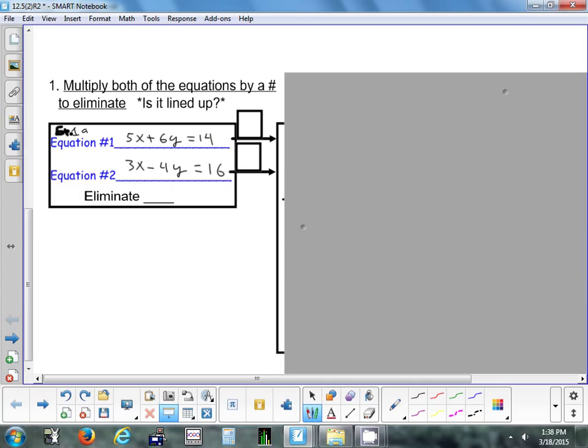So we're doing the same thing, and we have to make sure that it's also lined up. What do Mr. Hager and I mean by if it's lined up or not? Where do we want the numbers? On what side of the equal sign? On the left, right? What do we want on the right? Numbers only. Letters on the left, numbers on the right. And again, it's got to be lined up. The only difference from yesterday is we're multiplying both by a number, not one. We have to multiply both.